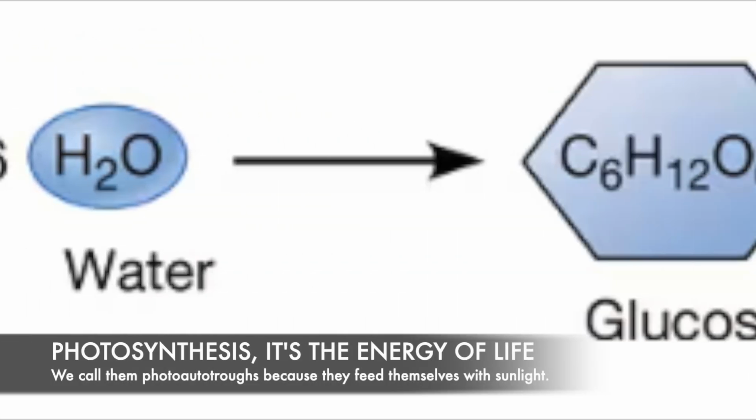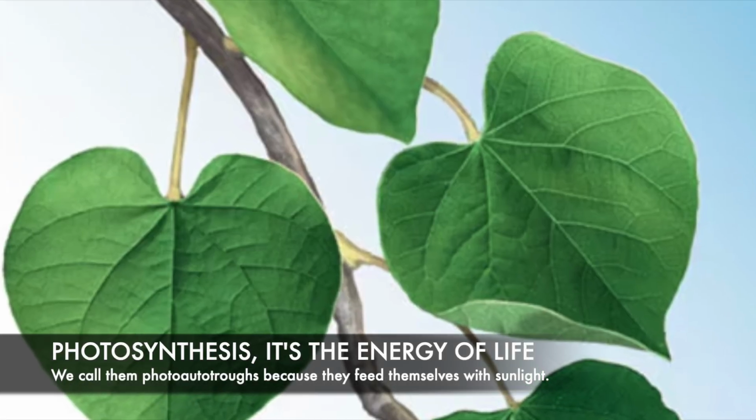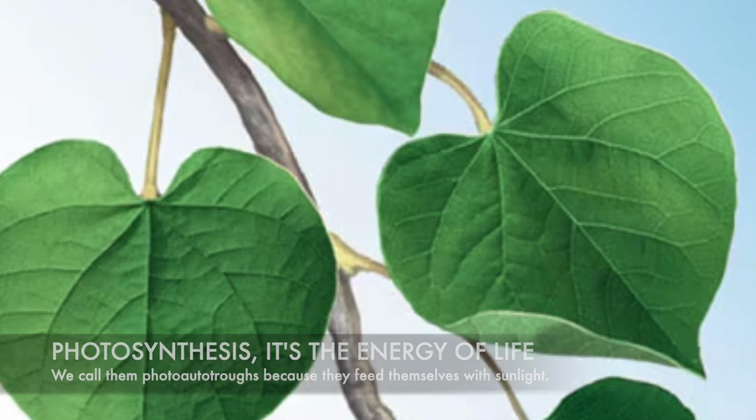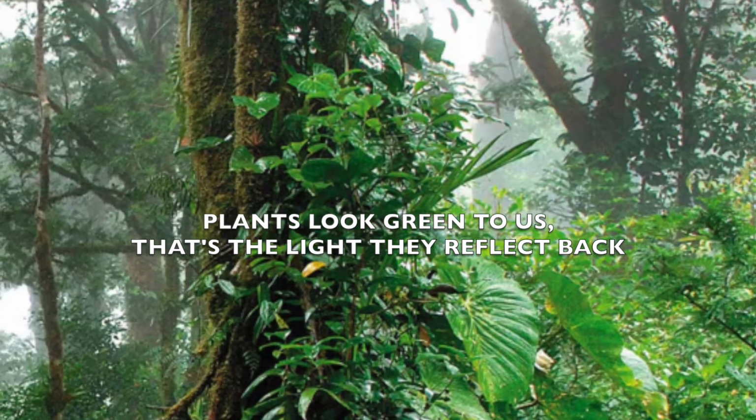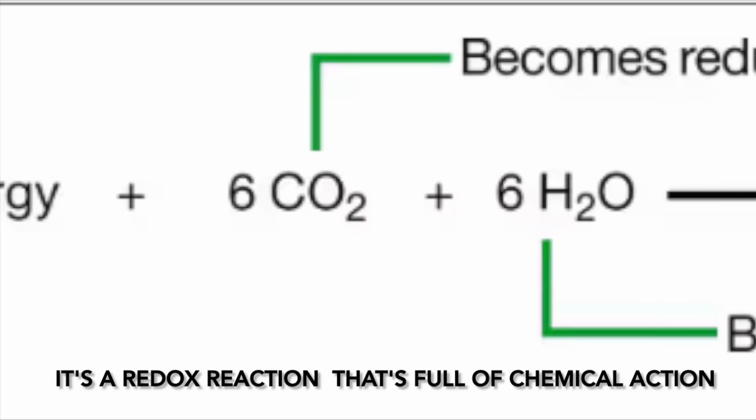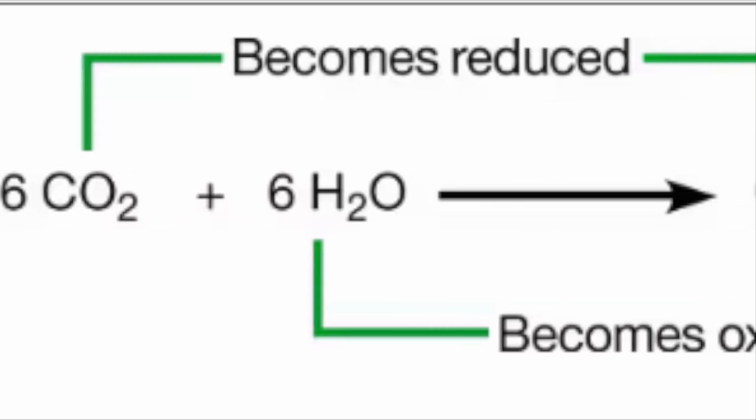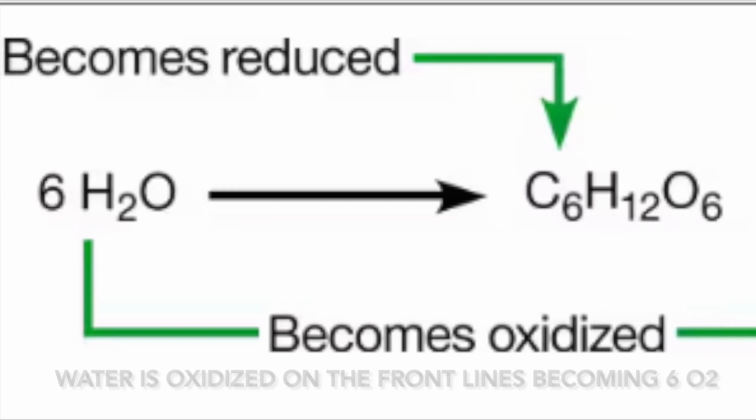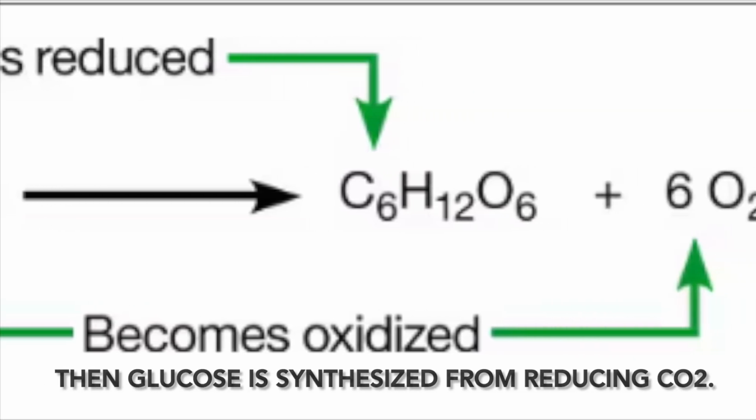Photosynthesis, it's the energy of life. We call them photoautotrophs because they feed themselves with sunlight. Plants look green to us, that's the light that they reflect back. It's a redox reaction that's full of chemical action. Water's oxidized on the front lines, becoming 6O2. Then glucose is synthesized from reducing CO2.